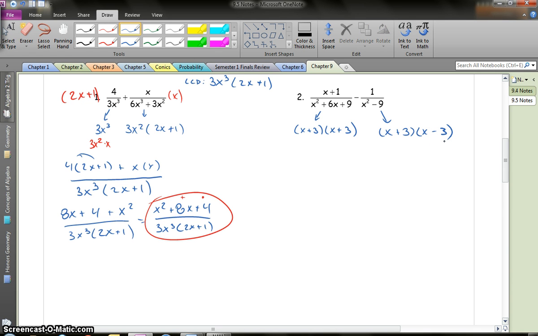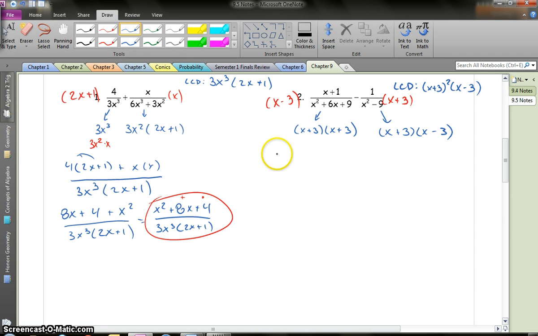Alright. So now, let's determine my least common denominator. This one has two x plus 3s, this one has 1. So we need x plus 3, but we have two of them, so I'm going to square it, and x minus 3. So here on the left, we have the two x plus 3s, we're missing the x minus 3. Here on the right, we have the x plus 3 and x minus 3, however, we're missing the second x plus 3.